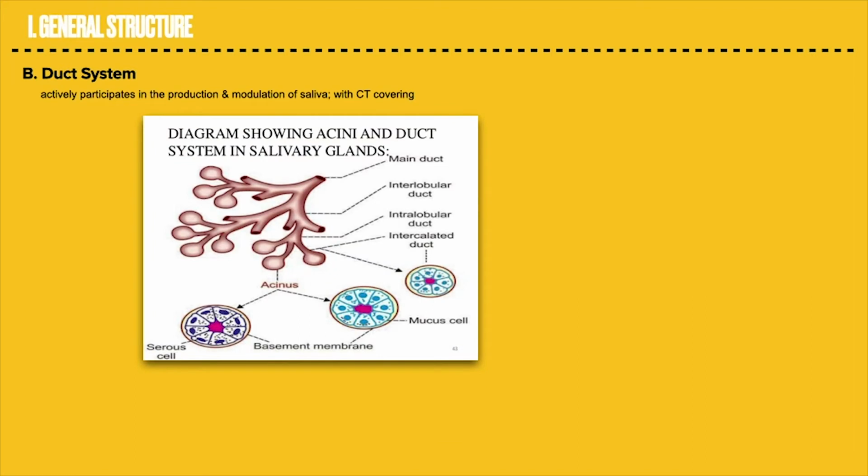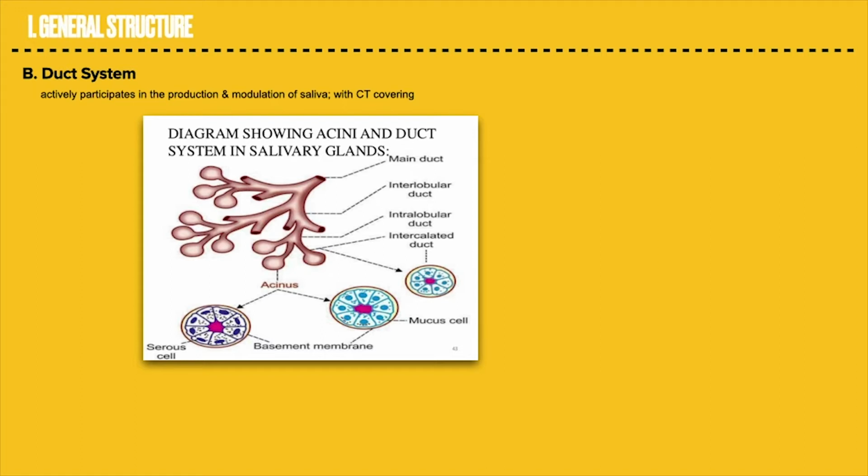The duct system also plays a key role in producing saliva. The secretory units merge into intercalated ducts, which are collectively called the duct system, lined by simple low cuboidal epithelium, and surrounded by myoepithelial cells. This system actively participates in the production and modulation of saliva.